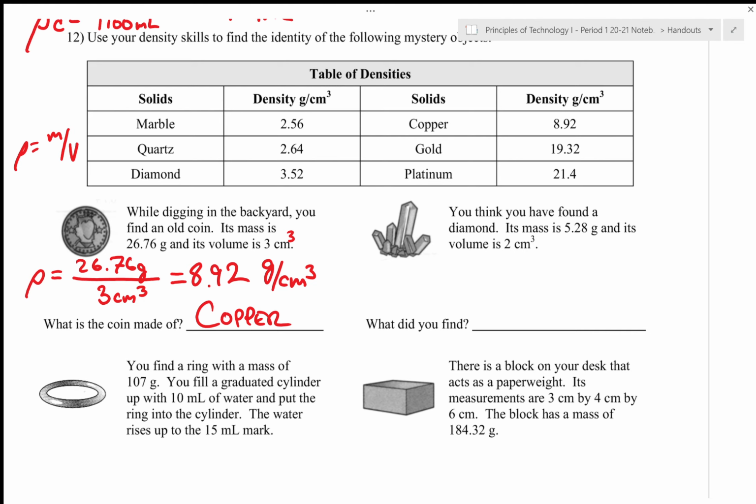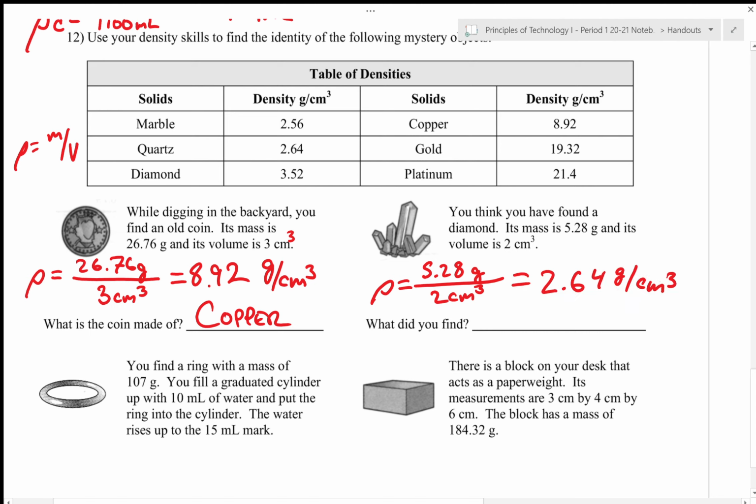The one that might be a diamond is very similar because you are just finding its density by taking its mass of 5.28 grams divided by 2 centimeters squared for its volume. Sorry, 2 centimeters cubed for its volume. And 5.28 divided by 2 is going to give you 2.64 grams per cubic centimeter, and 2.64 is quartz.